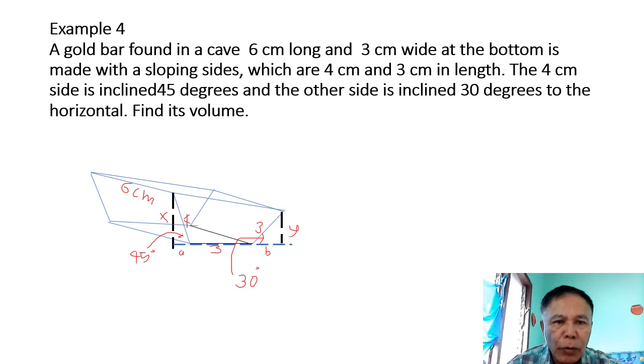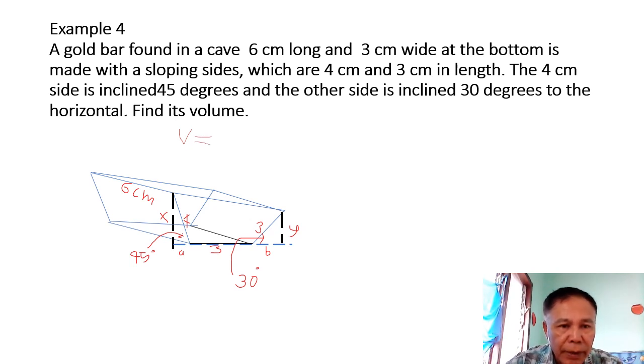6 centimeters long, 3 centimeters wide at the bottom, and with sloping sides which are 4 centimeters and 3 centimeters in length. The 4 centimeter side is inclined 45 degrees, and the other side is inclined 30 degrees to the horizontal. So find its volume.